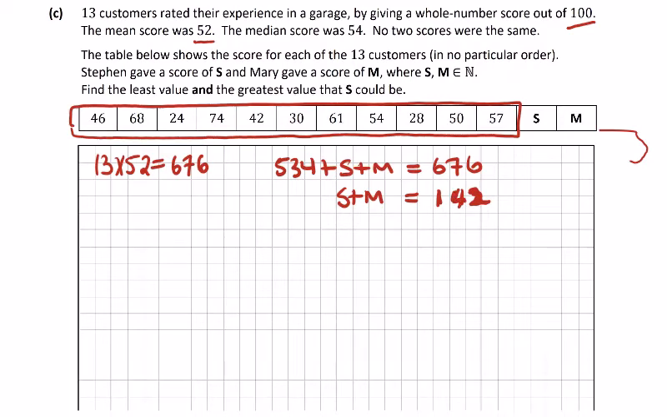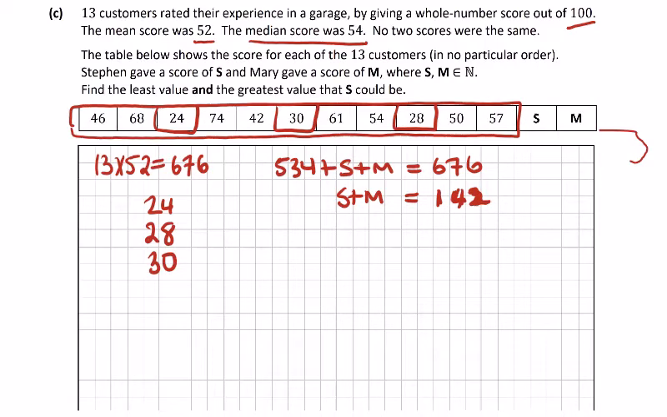The median as well is 54. So we need to rank all these numbers now, highest to lowest. So let's see, can we do that? 24. Put a line here, 24. 28 is next. Just double check. 30. Definitely those two, 28, 30.